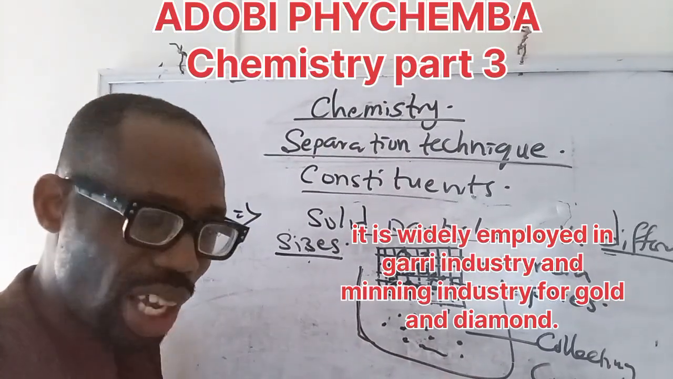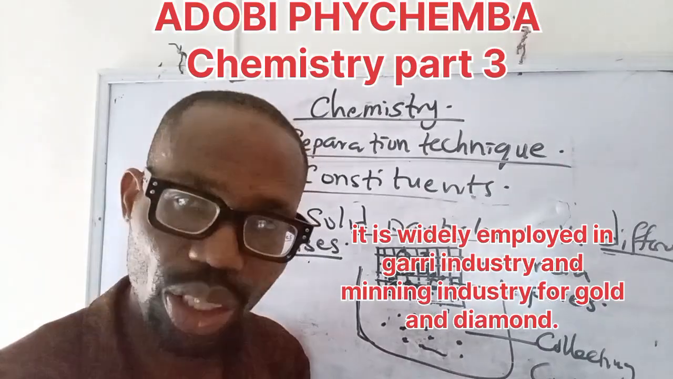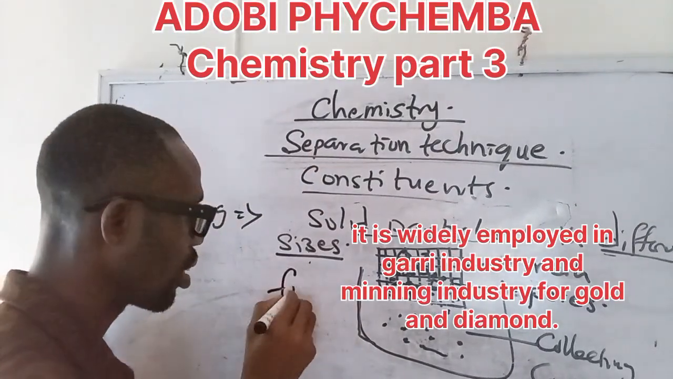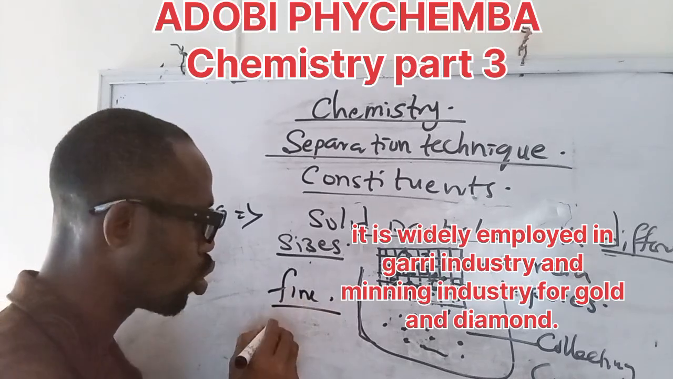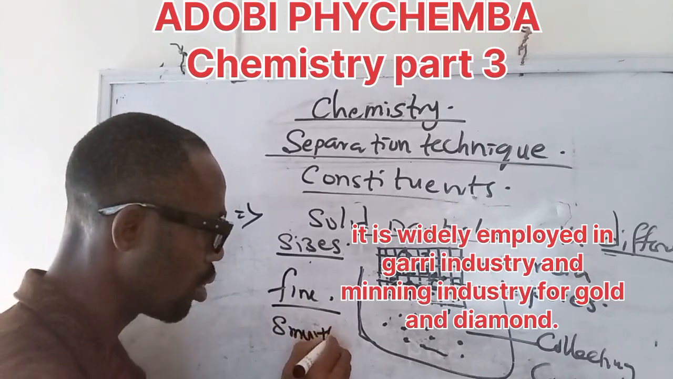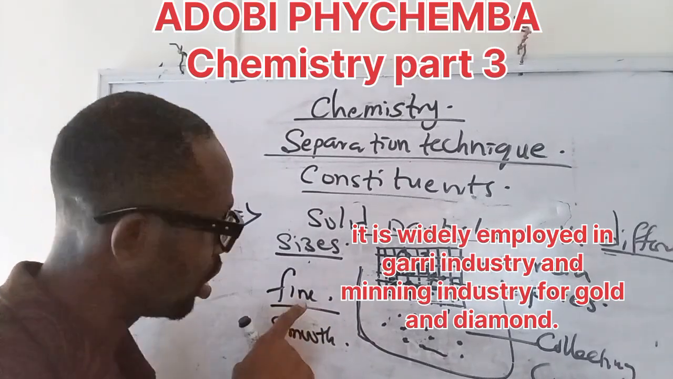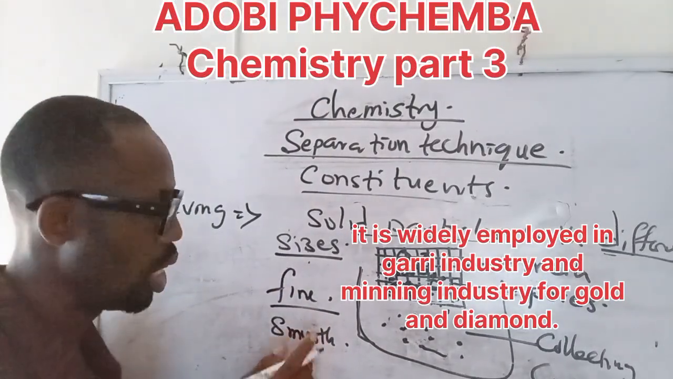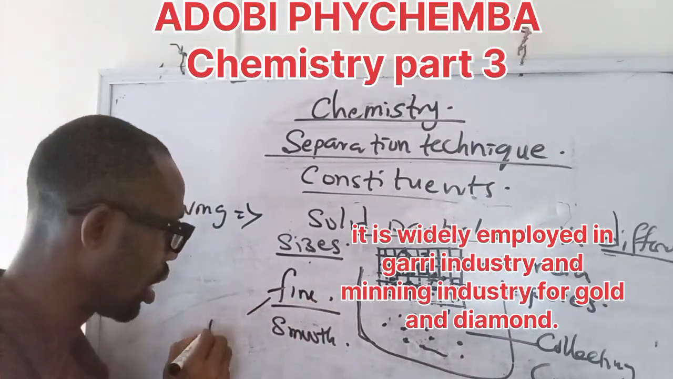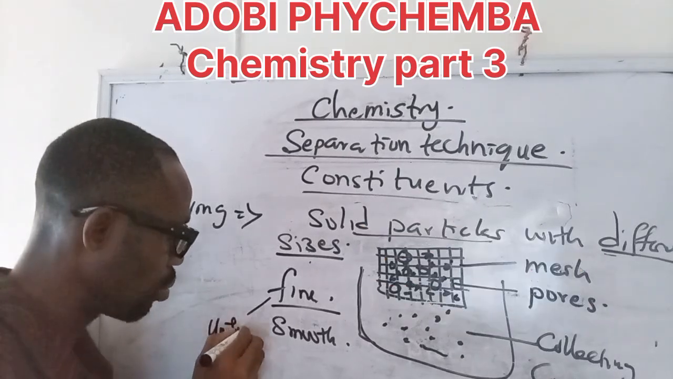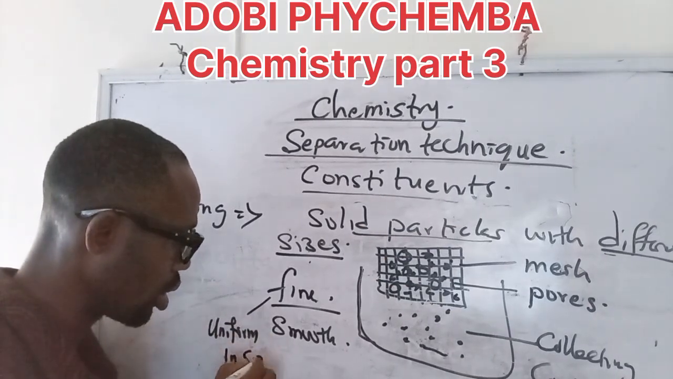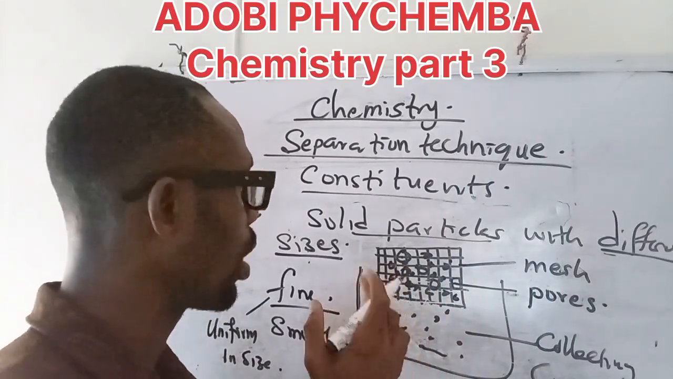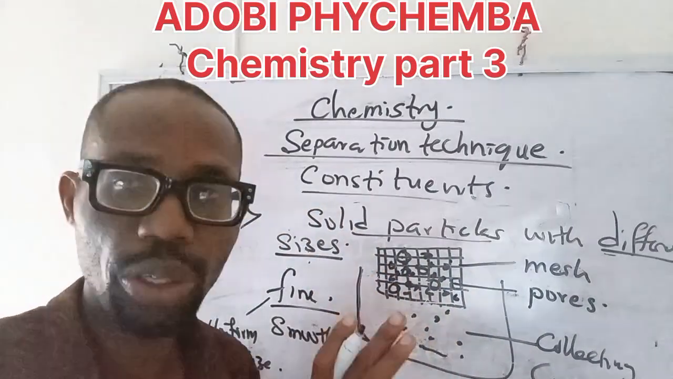Okay, that's why when you look at your garri, you notice that it is very smooth. Very fine. Here, fine means smooth. In chemistry, when we say very fine, it means very smooth. It can also mean uniform in size. That's the meaning. So the garri is very fine, and the garri industry widely uses this sieving separation technique.